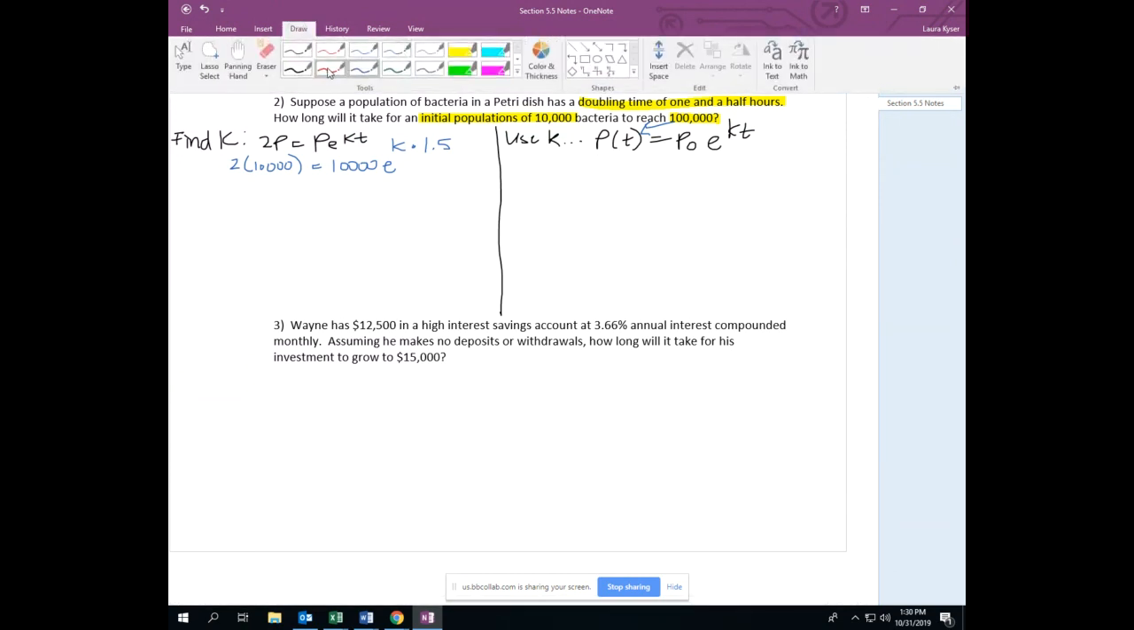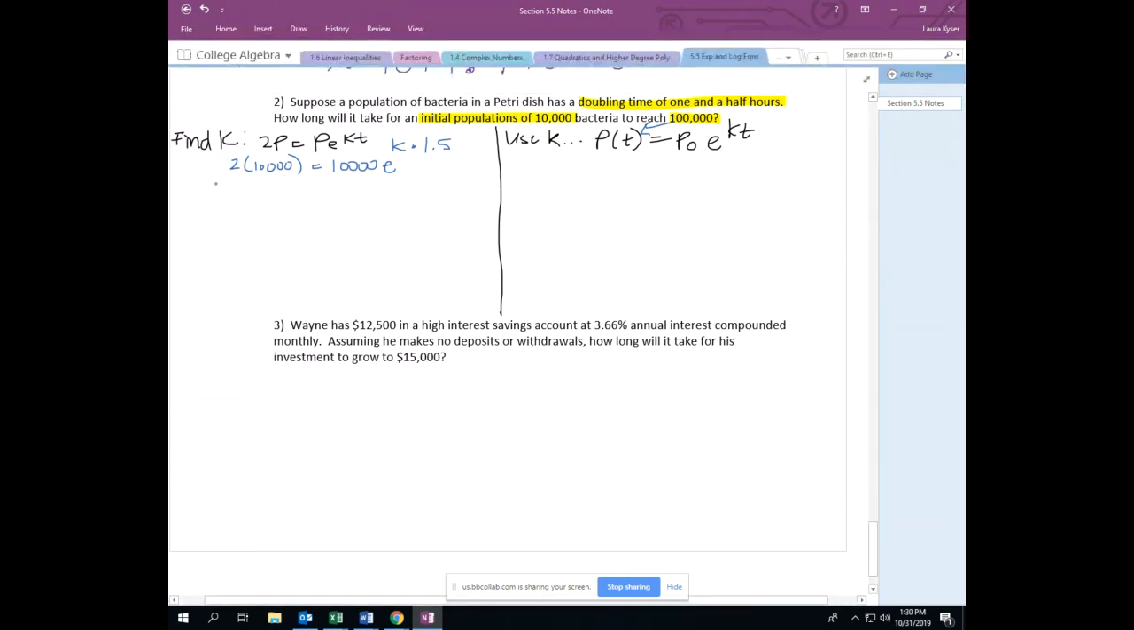Now we can simplify this formula a little bit. 2 times 10,000 is 20,000. 10,000 E. And then instead of writing it like this, I'm going to write it as 1.5K just to make it a little bit nicer to look at. Now, once it's in this form, we basically have to do the same thing that we did the last time, isolate the E and use natural log. So I'm going to isolate my E by dividing 10,000 over. And when I divide 10,000 over, I should get 2 equals E to the 1.5K power.